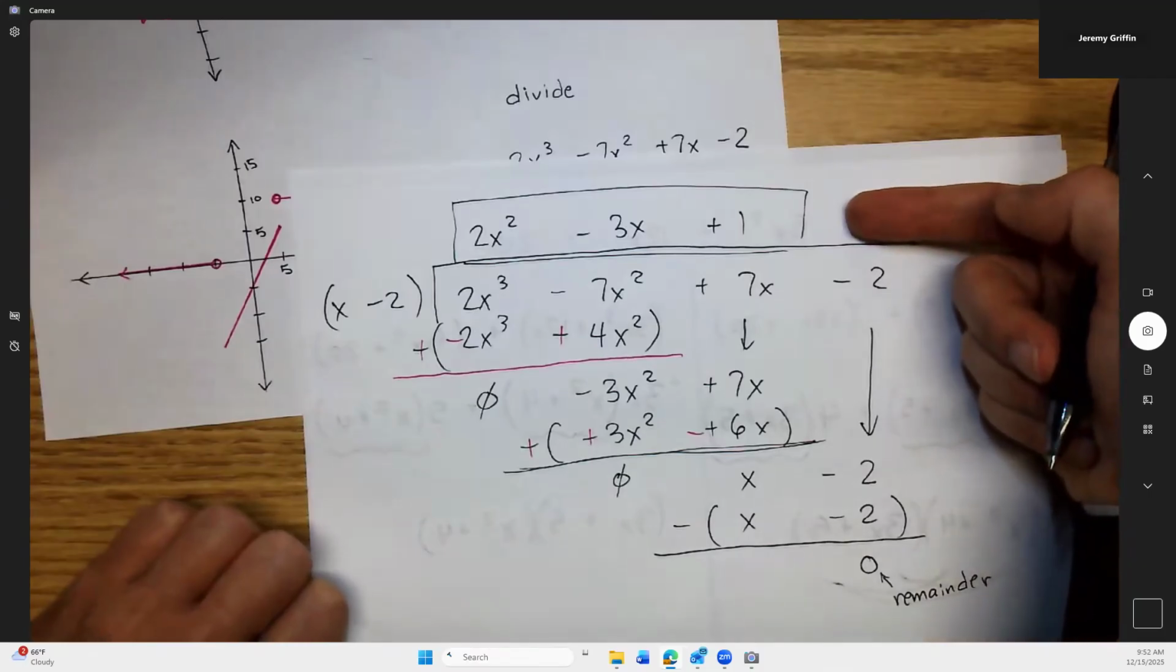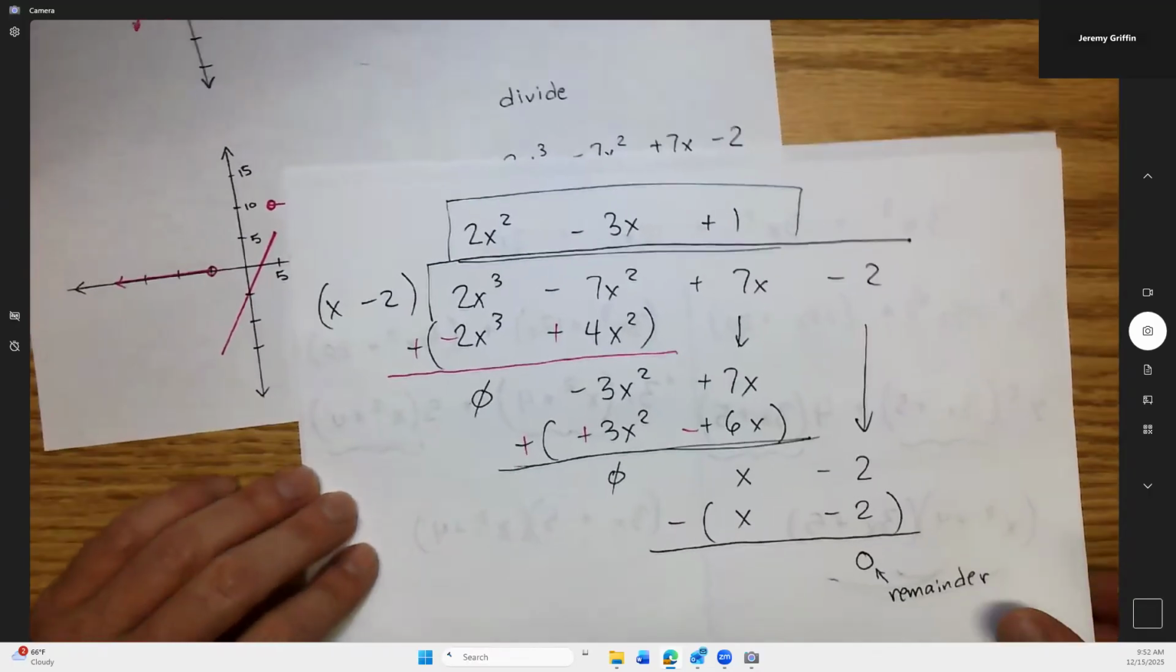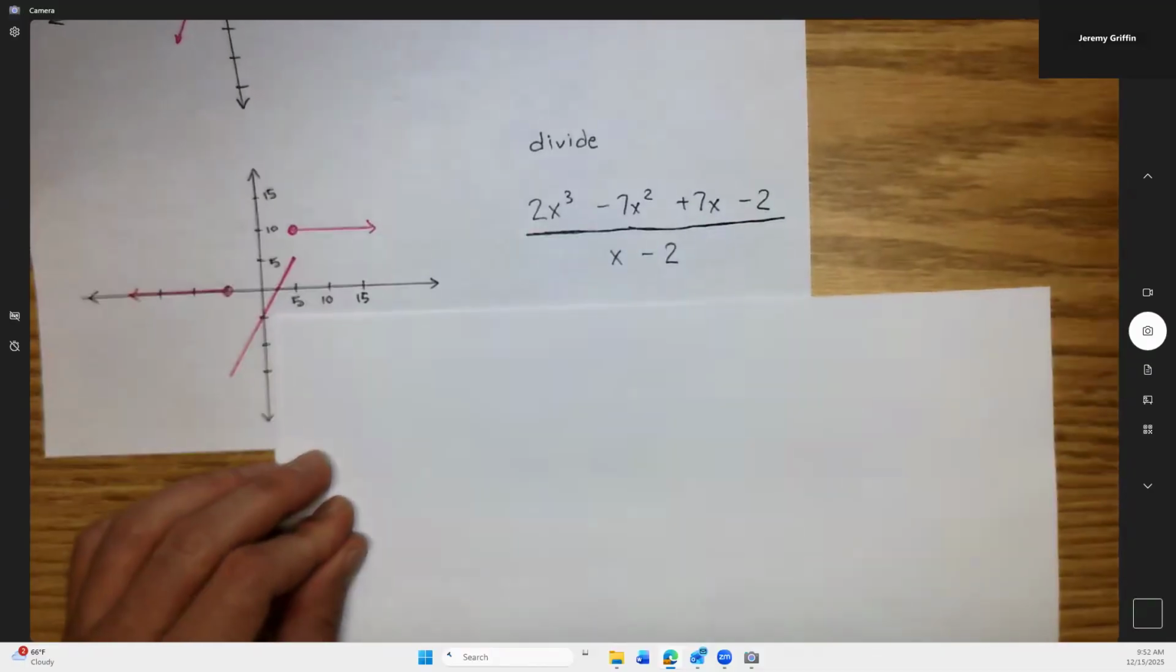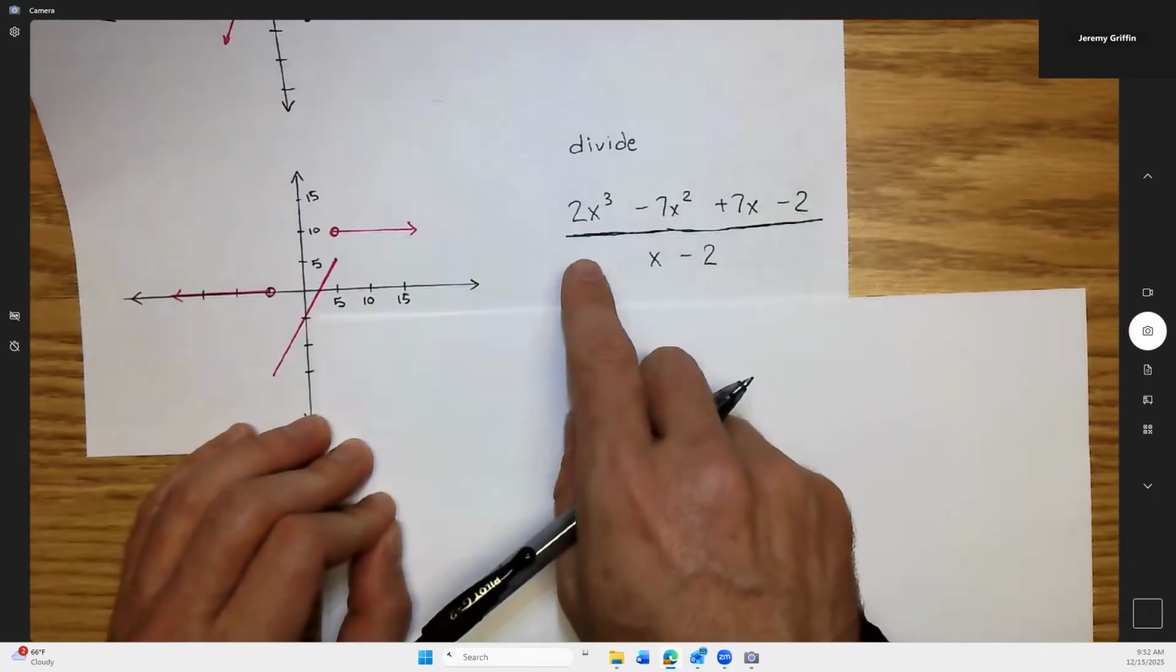That's the answer. You see that? All right, guys, ready to do synthetic division? All right, so exact same question, just a different process, but I bet it leads to the same answer. Let's see if it does. Do you guys remember how to do synthetic division?